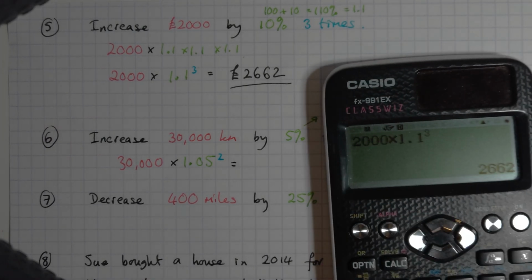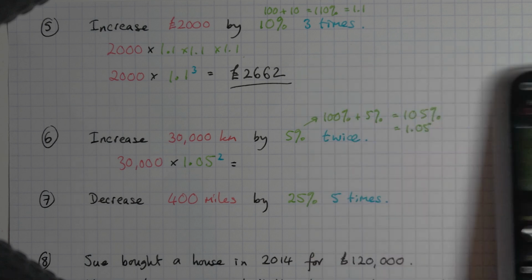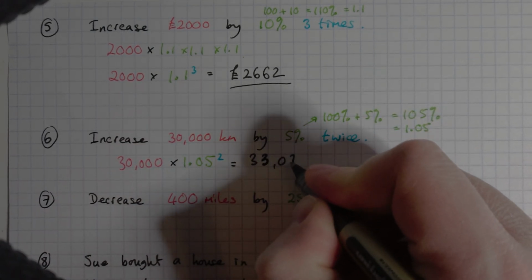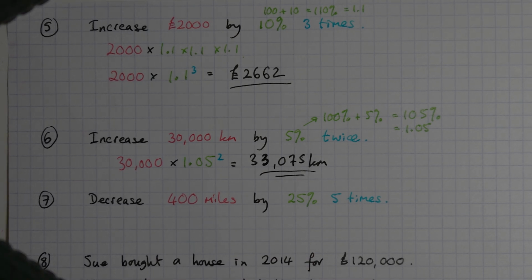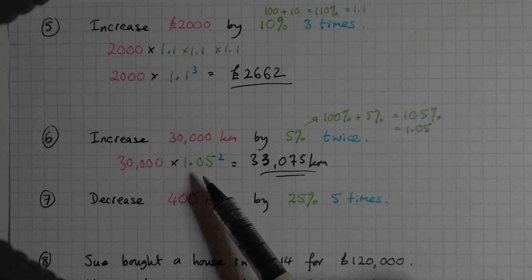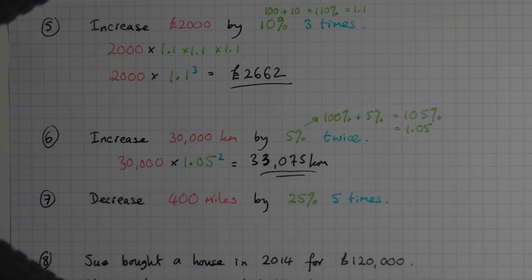Let's type that in the calculator. So that's 30,000 times by 1.05 power 2 equals 33075. And the units are kilometres, it would seem. Okay, so there's no need to type it in one stage at a time. You don't need to do times 1.05, then times 1.05 again. You can do both increases of 5% all at once by using a power.